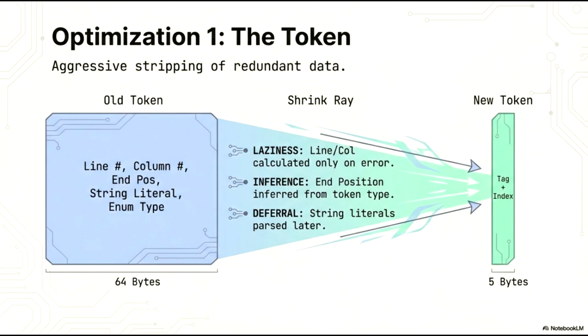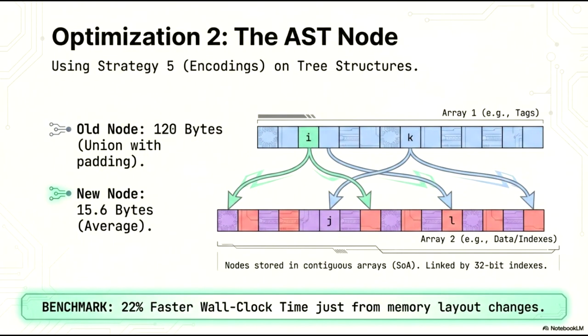Moving on to optimization 2, we focused on refining the AST node by applying encoding strategies to our tree structures. Originally, each node was implemented as a union with padding, which resulted in a bulky 120 bytes per node. By optimizing the encoding, we reduced that average size to just 15.6 bytes.